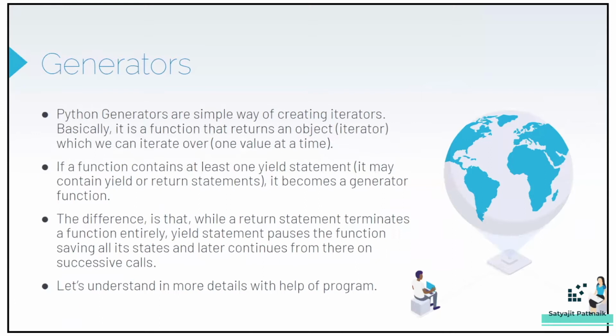And what is a generator? Generators are a simple way of creating iterators, I would say. Basically it's a function that returns an iterator object, which we can iterate over one value at a time. That means we will try to understand what exactly is the main functionality of generators. Theoretically, it is a little bit difficult for me to explain. Now, if a function contains at least one yield statement, it may contain yield or return statements, it becomes a generator function. We'll quickly go through generator functions in practicals so that you get an understanding of the difference between a basic function and a generator function.